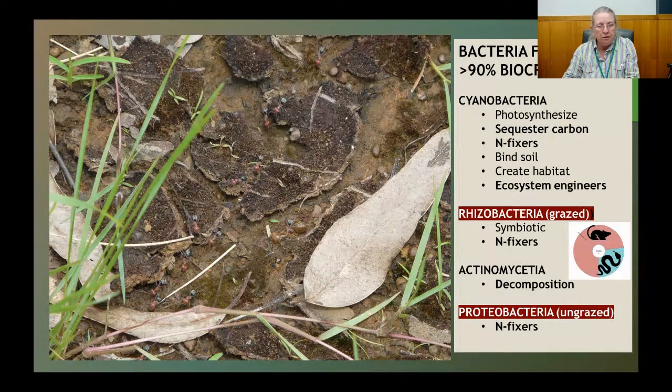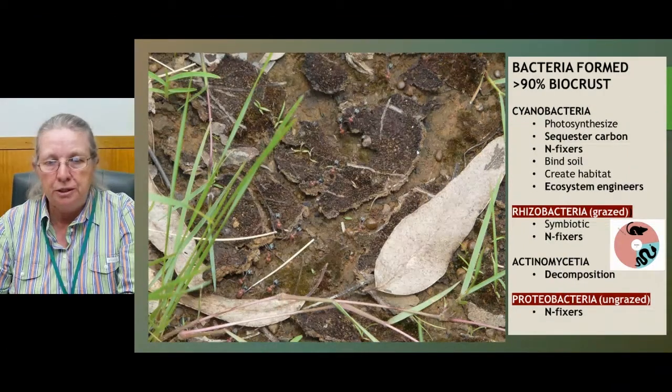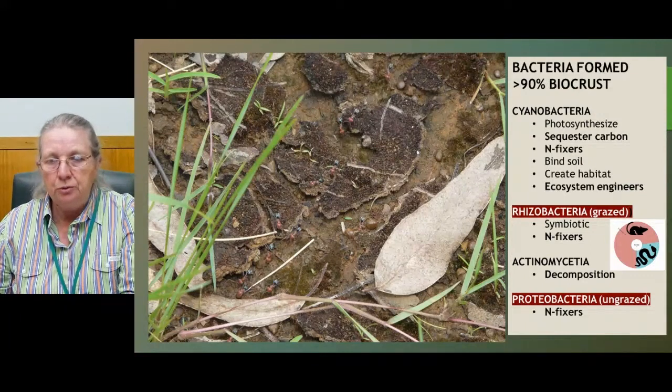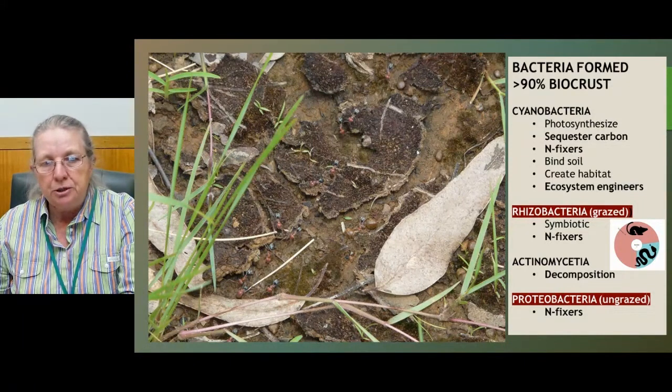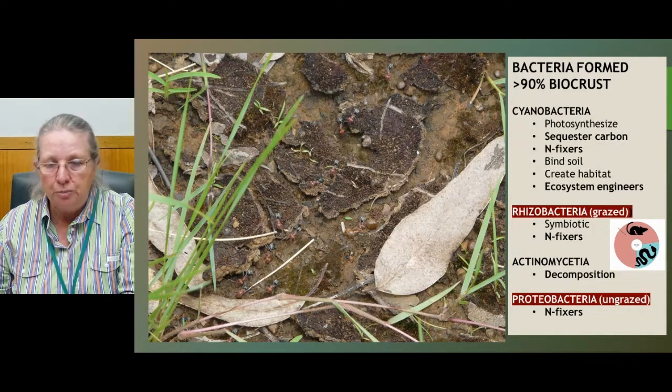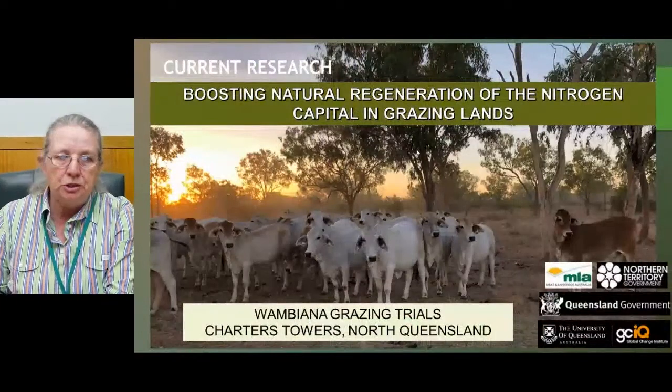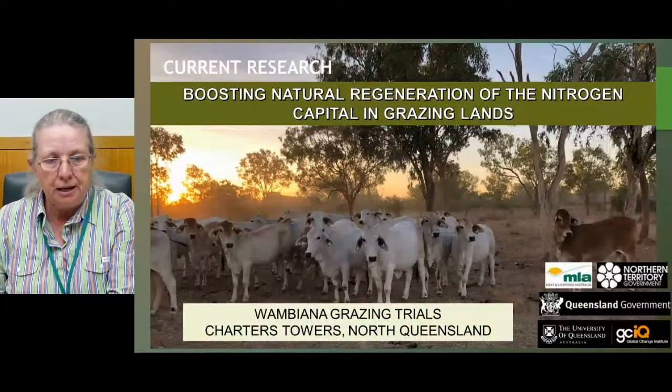However, the other bacteria are all really important, and you've got N fixers, symbiotic bacteria, ones that work with decomposition, and also the cyanobacteria, which sequester carbon because they photosynthesize. And cyanobacteria are regarded as ecosystem engineers because they're ones that are able to modify the soil to suit and help plants as well.